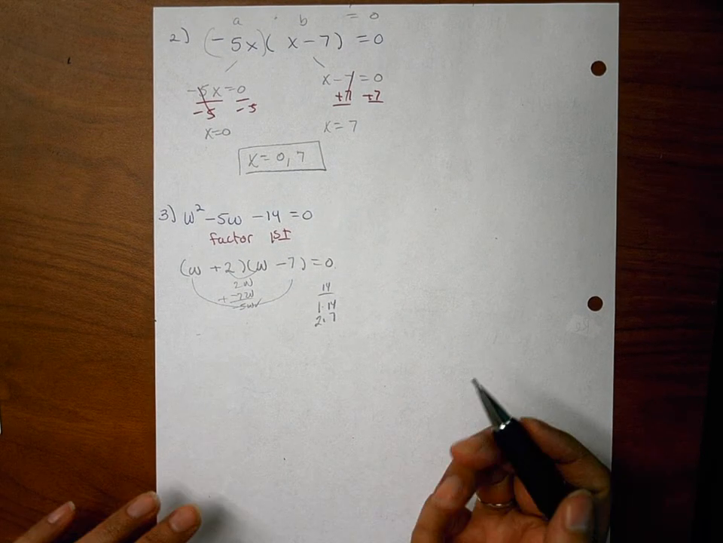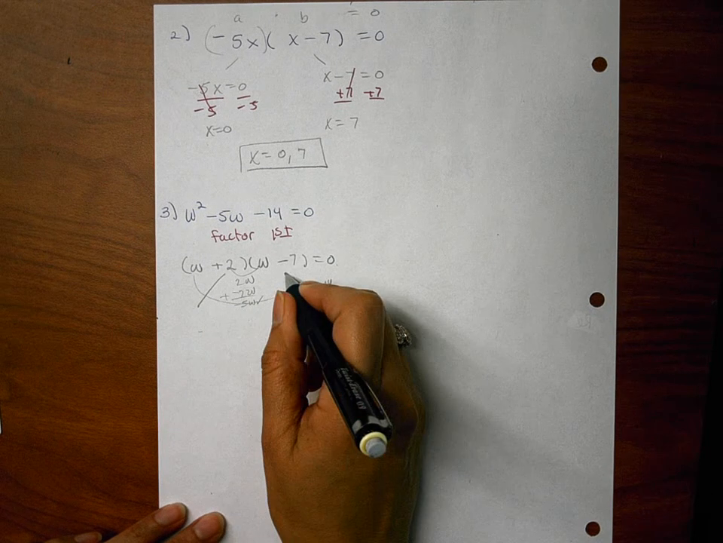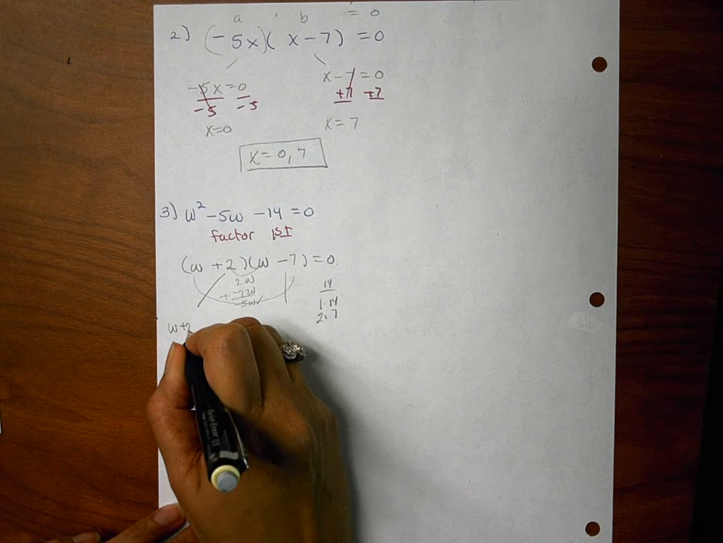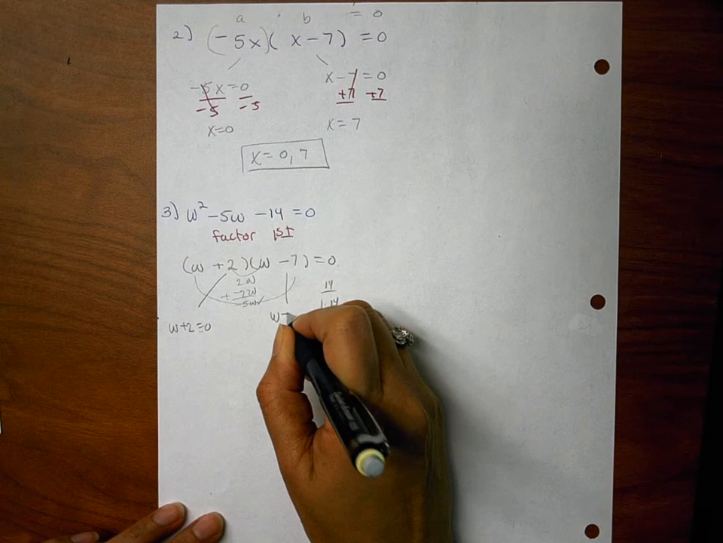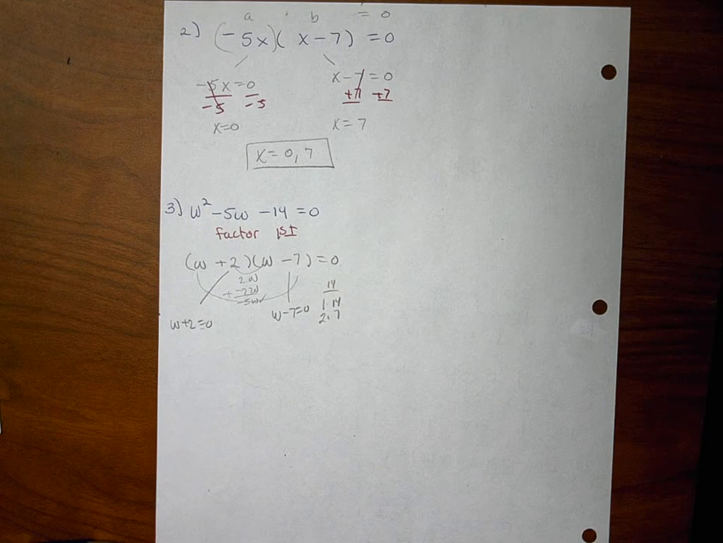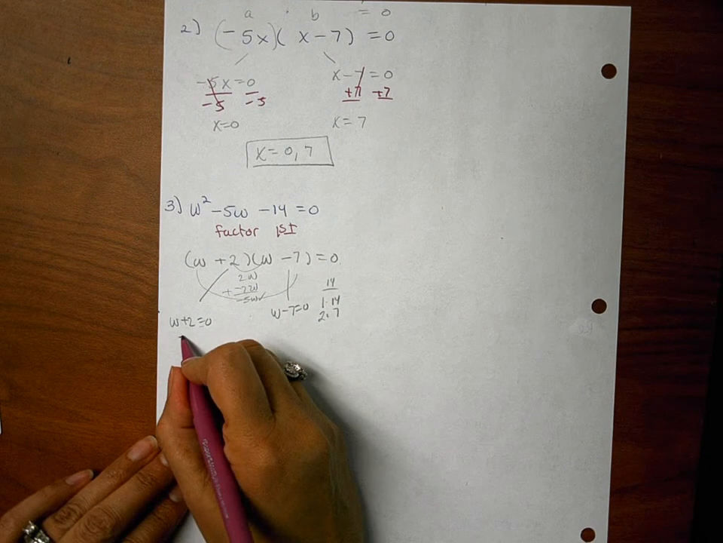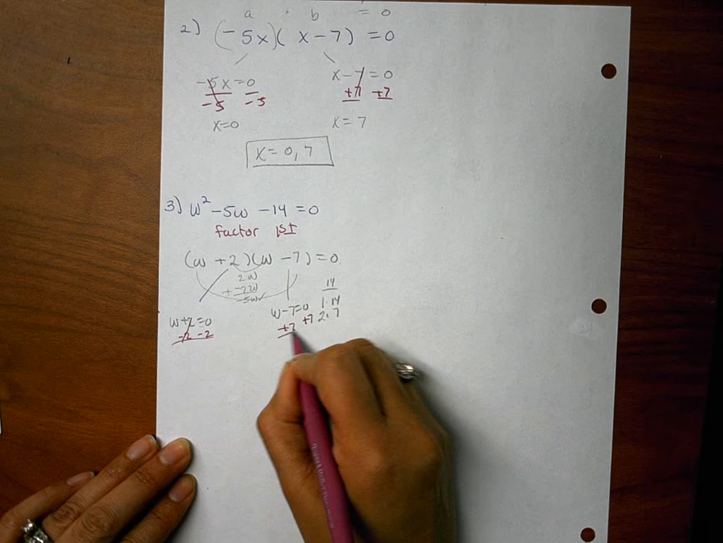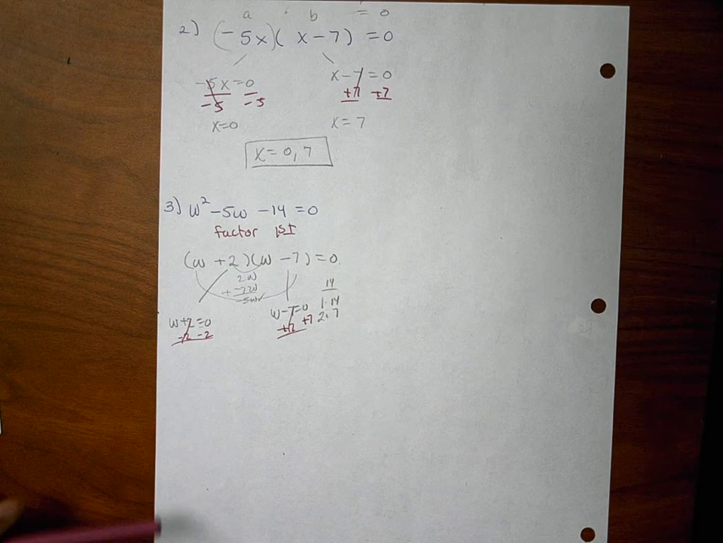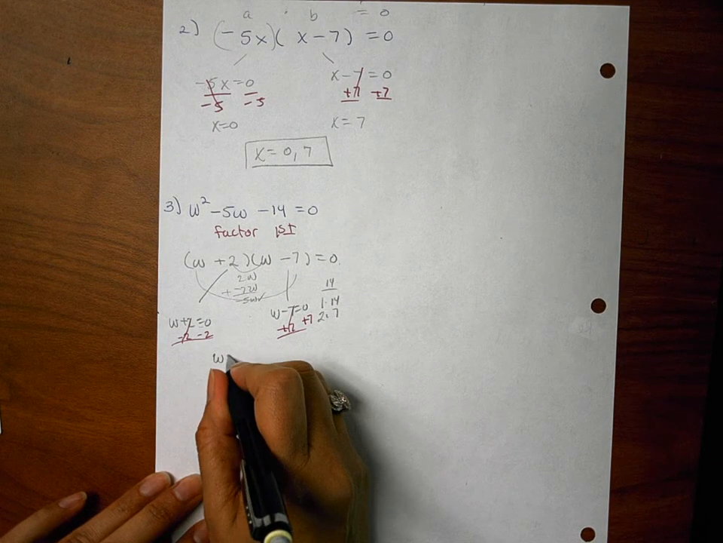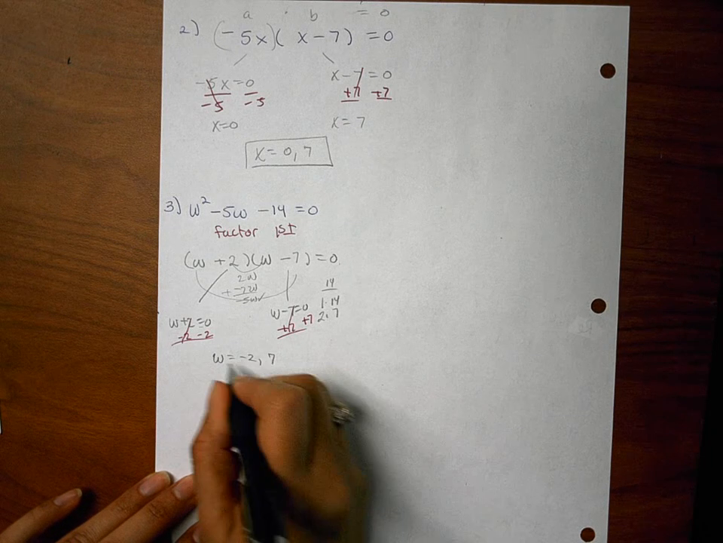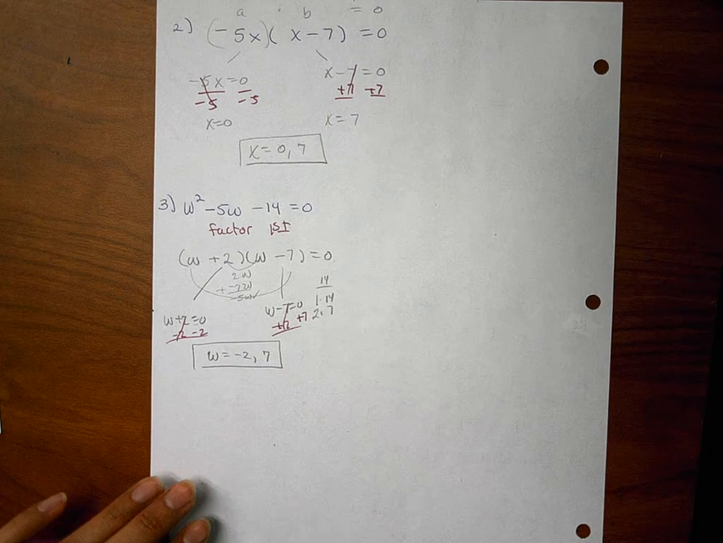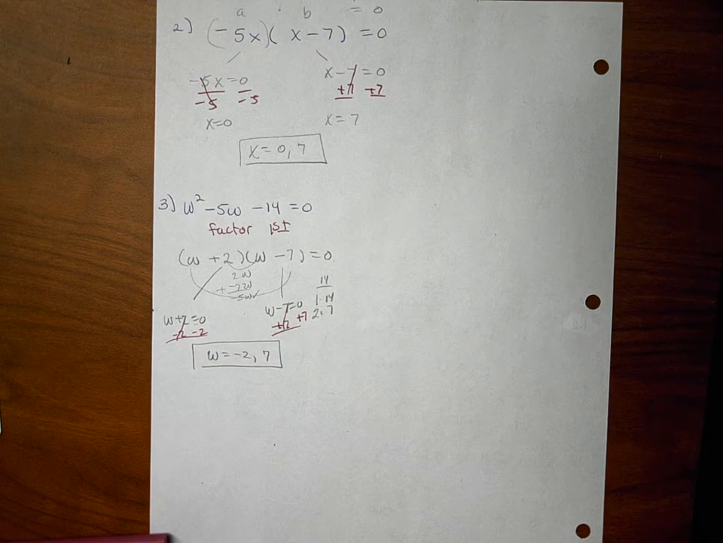But they're asking us to solve, so we need to use the zero product property, which means w plus 2 equals 0, or w minus 7 equals 0. And we solve. Subtract the 2, add the 7. W equals negative 2, comma 7. Do not put parentheses. It is not an ordered pair. All right, let's try another one.